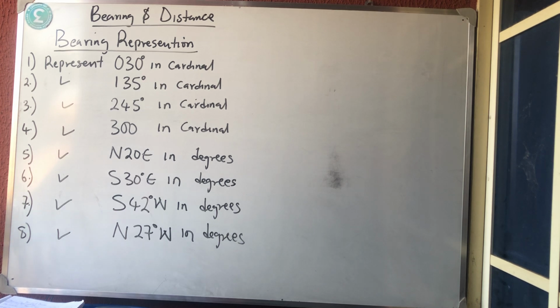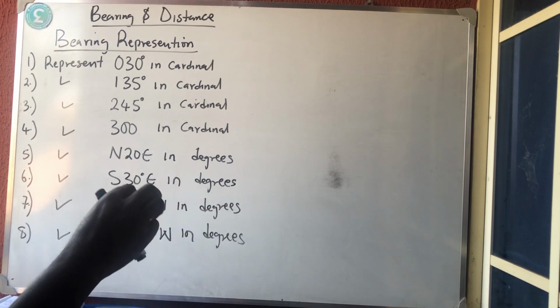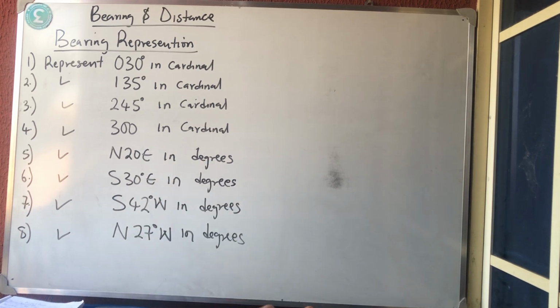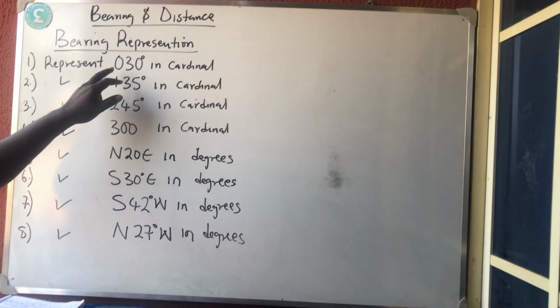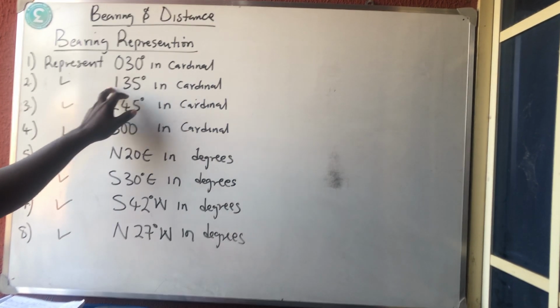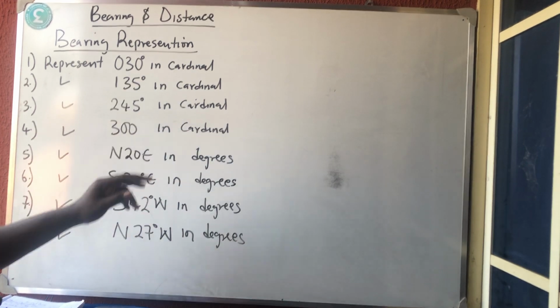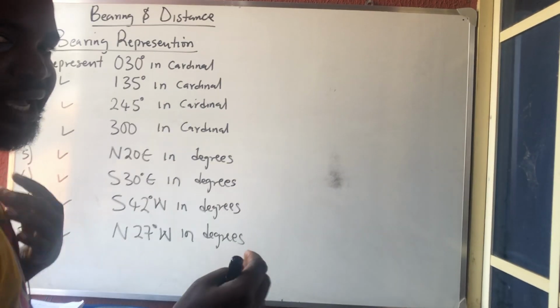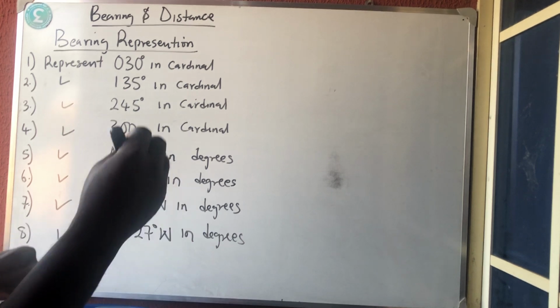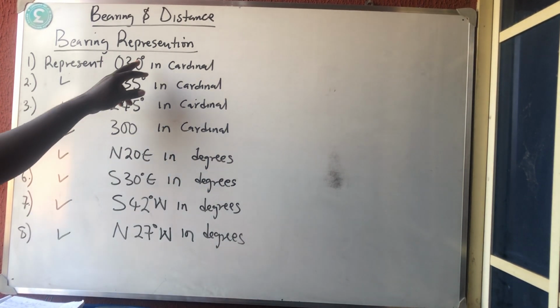The first key point you need to know is how to represent bearing. You can represent bearing in two ways. You can represent bearing in degrees, equally called 3-digit bearing. If you look at all these ones, they are in 3 digits: 1 2 3, 1 2 3, 1 2 3, 1 2 3. So they are called 3-digit bearing or degree representation of bearing because they are all in degrees.